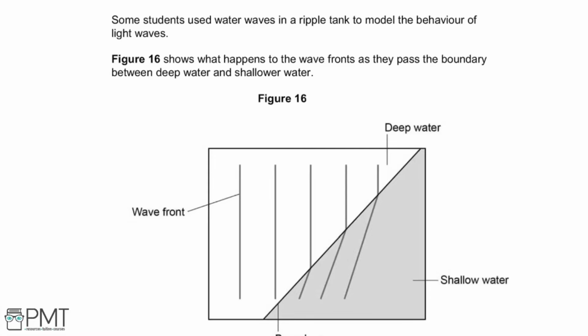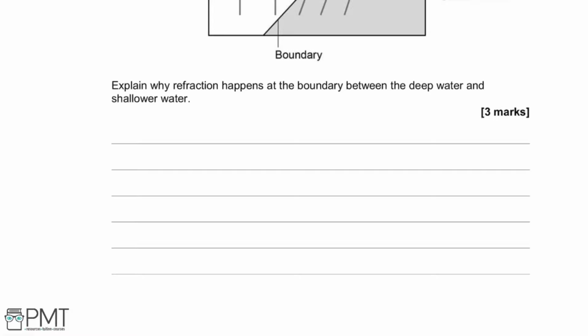Next, some students use water waves in a ripple tank to model the behaviour of light waves. Figure 16 shows what happens to the wave fronts as they pass the boundary between deep water and shallower water. Explain why refraction happens at the boundary between the deep water and shallower water.